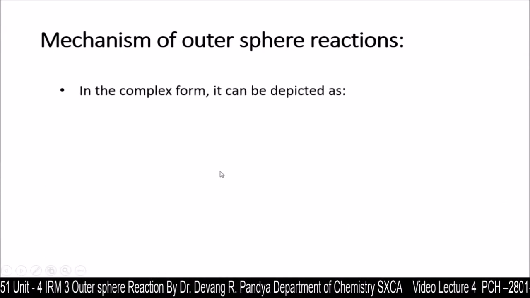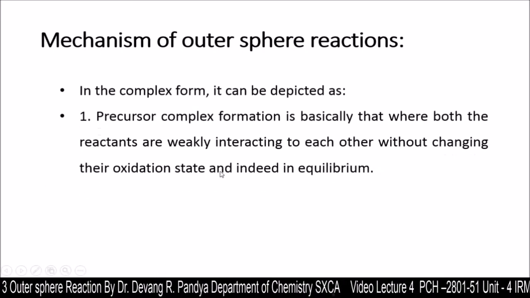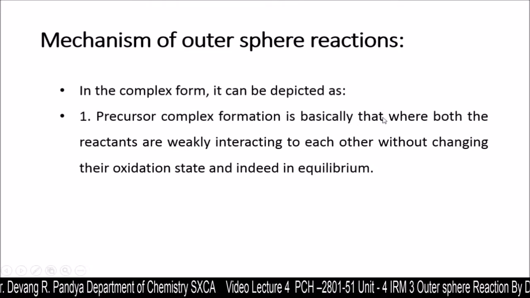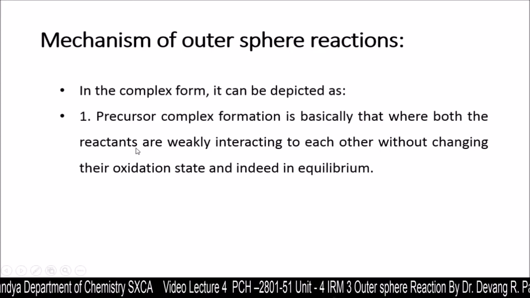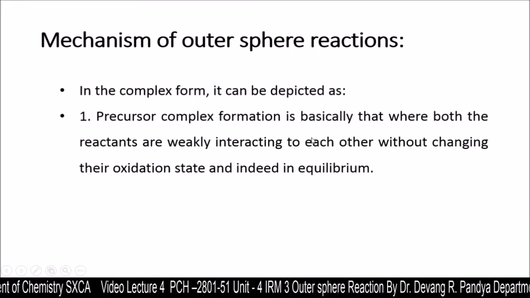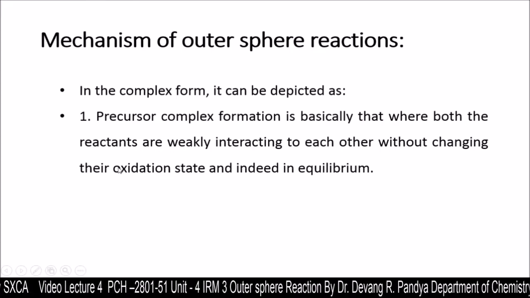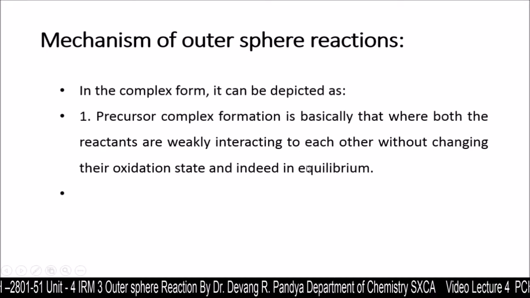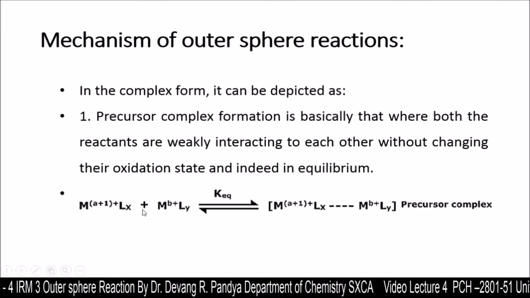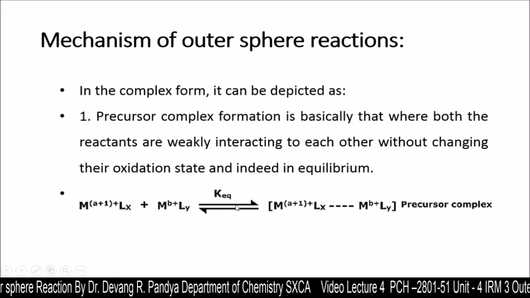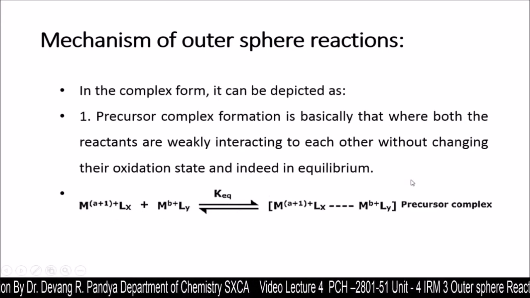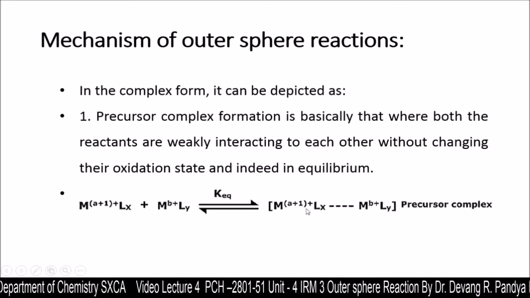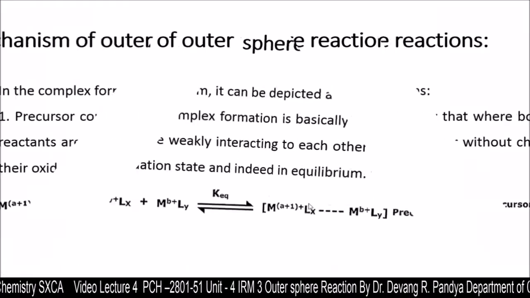In the complex form, it can be depicted as the precursor complex formation, which is basically where both the reactants are weakly interacting with each other without changing their oxidation state, and indeed in equilibrium. Here is the example for that. And we can see here the transition of the precursor complex where the electron transfer takes place between these two.